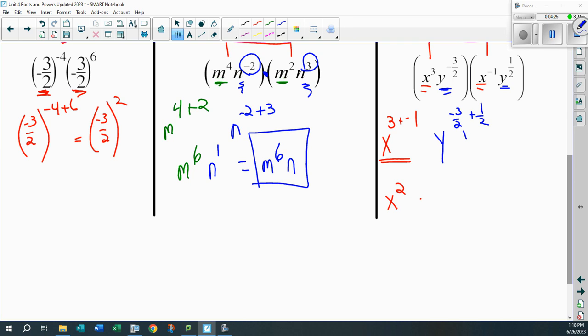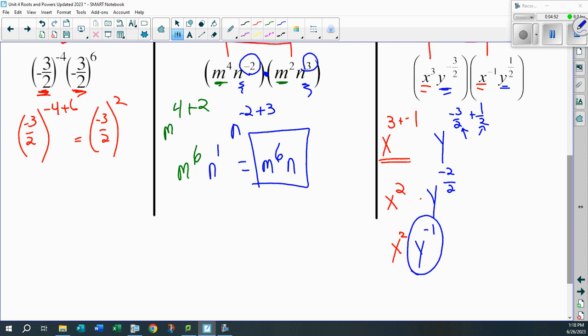Times, okay, let's do the y one now. Oh, look at this. Common denominators. Oh, that's easy. All you have to do is add them. So this is y, common denominator being 2. Negative 3 plus 1 is negative 2. Oh my goodness, isn't that interesting? What's negative 2 over 2? Well, negative 2 over 2 is, if you remember, y to the negative 1.